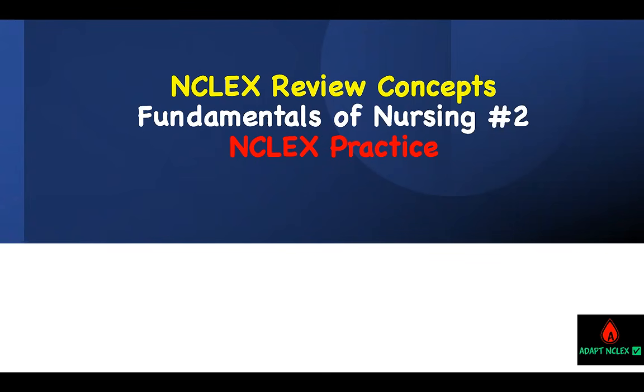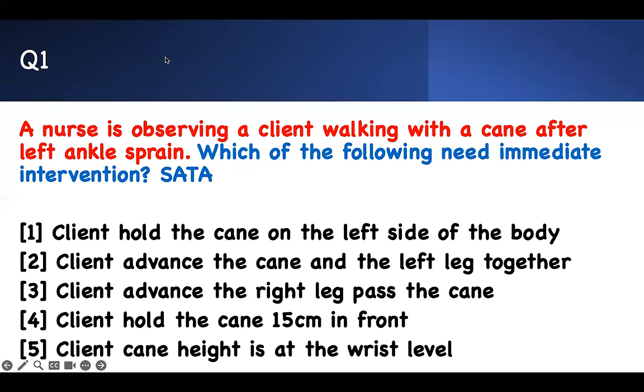This is our concept, things you're supposed to know. I put them in question form, so let's get to it. Straightforward first question: which of the following need immediate intervention? That means you did something wrong or the patient is doing something wrong. You have to know these devices, ambulatory devices or assisted devices that a patient is going to be using when they get sick.